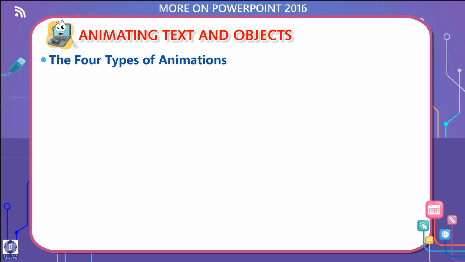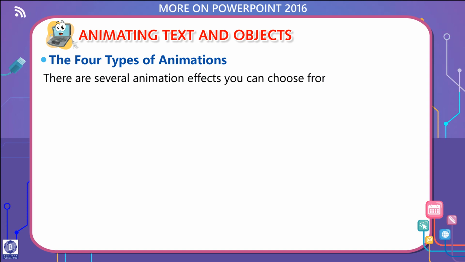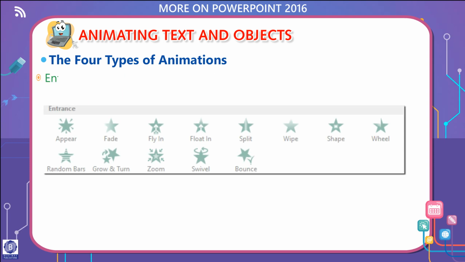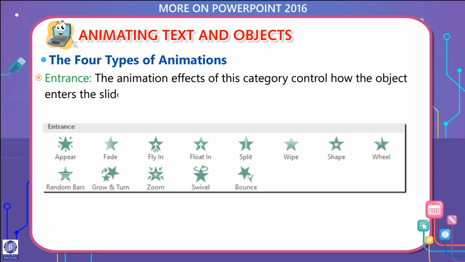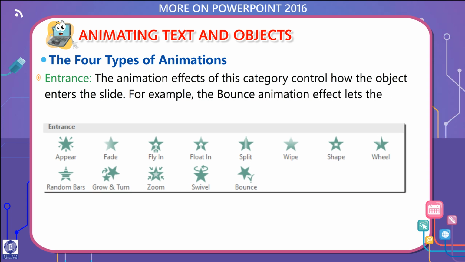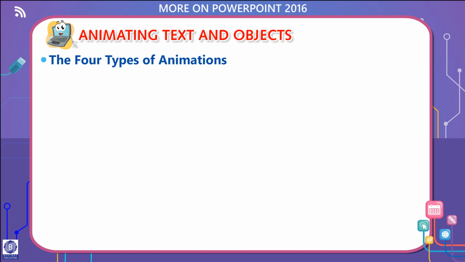The 4 types of animations. There are several animation effects you can choose from, and they are organized into 4 types. Entrance. The animation effects of this category control how the object enters the slide. For example, the bounce animation effect lets the object drop on the slide and bounce many times.